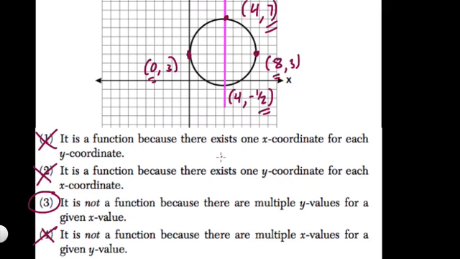Whether or not there exists one x-coordinate for each y-coordinate, which there is not, wouldn't actually determine whether it's a function or not. It's the second choice that would. If the function has exactly one y-coordinate for each x-coordinate, then what you have is a function. If you have multiple y-coordinates for each x value, then of course it's not a function.